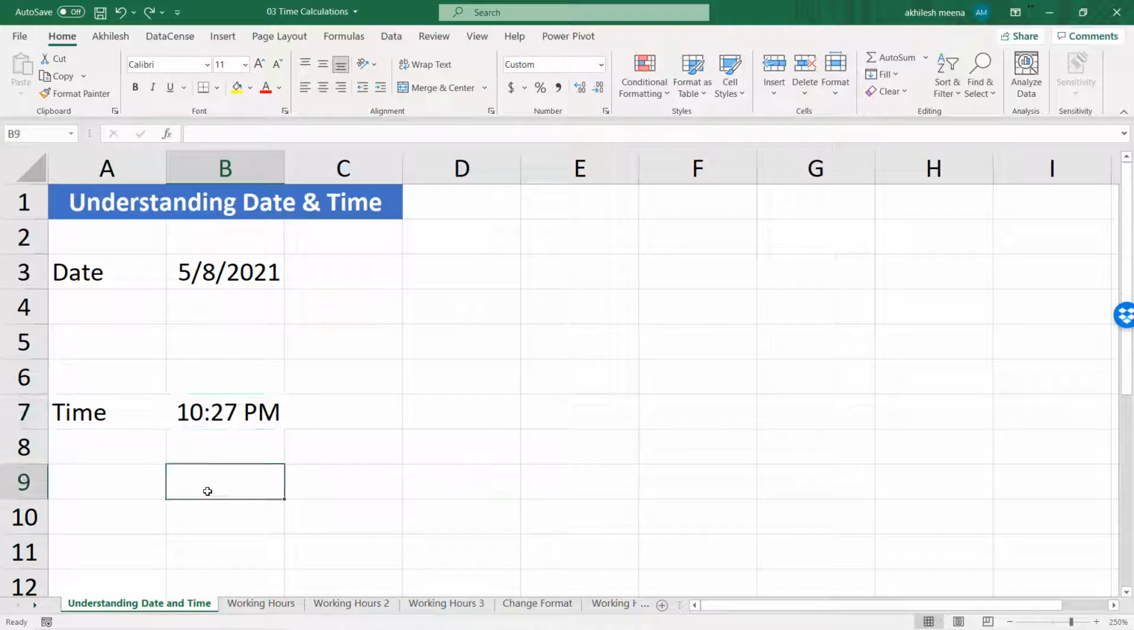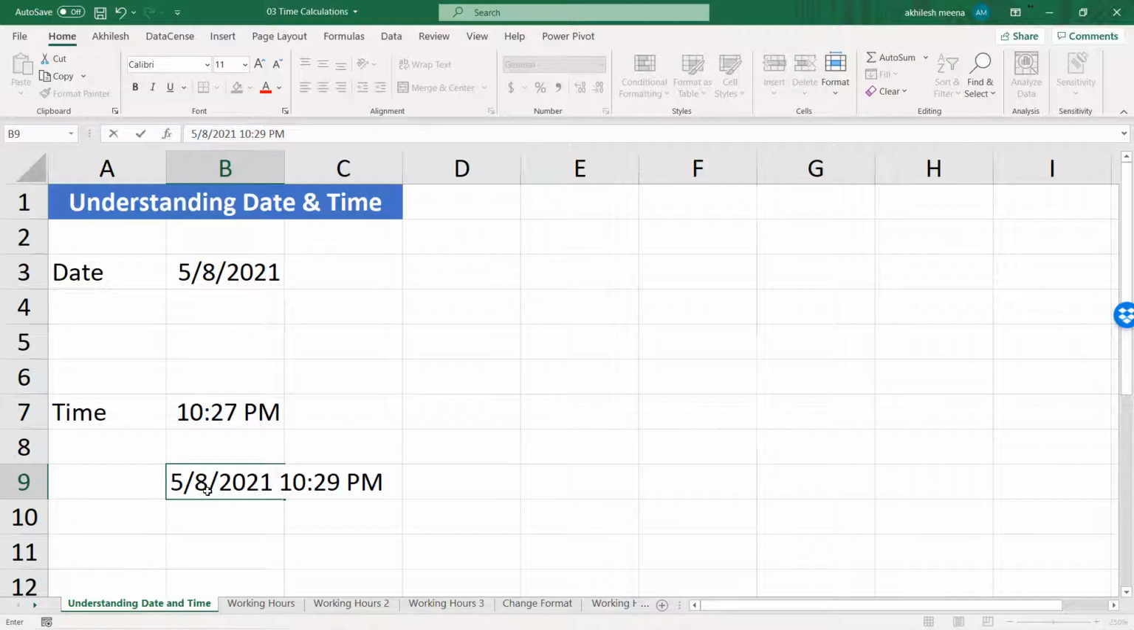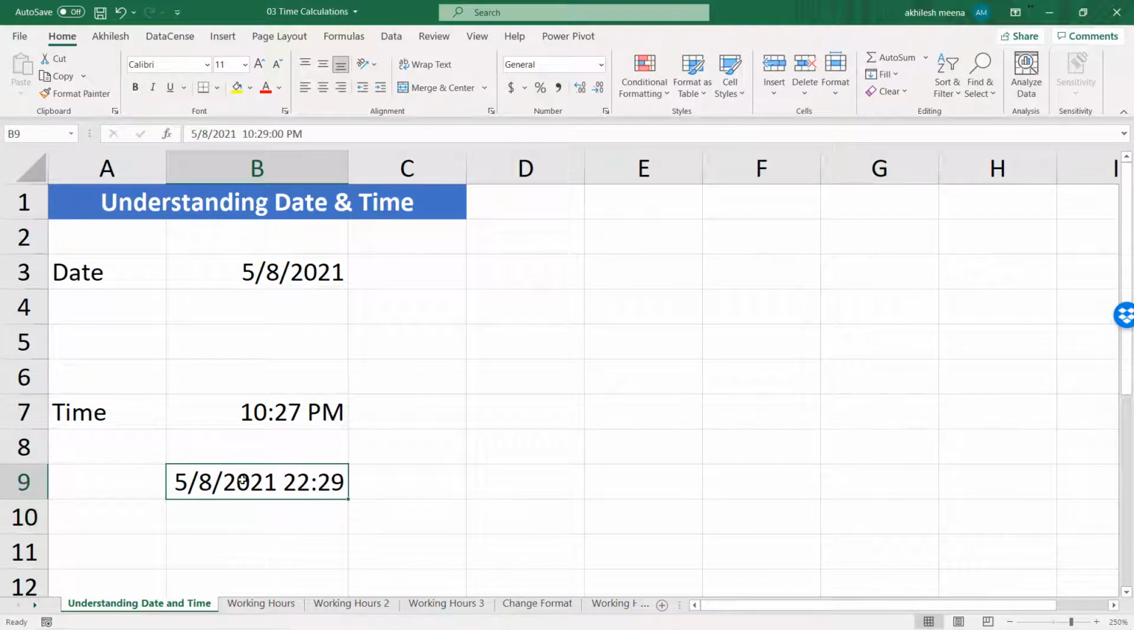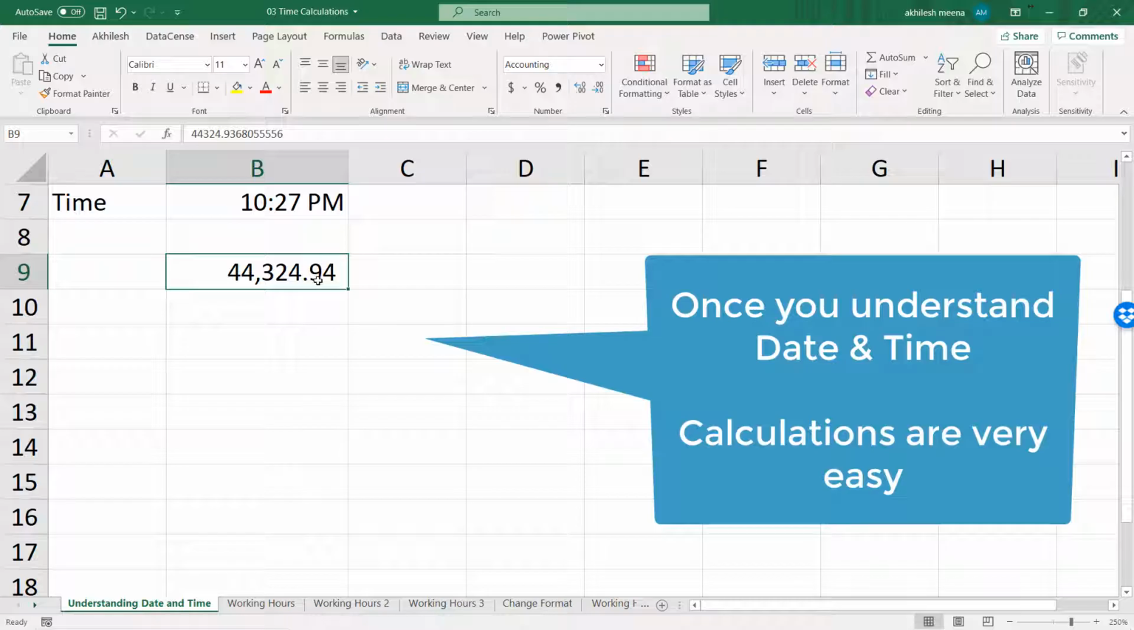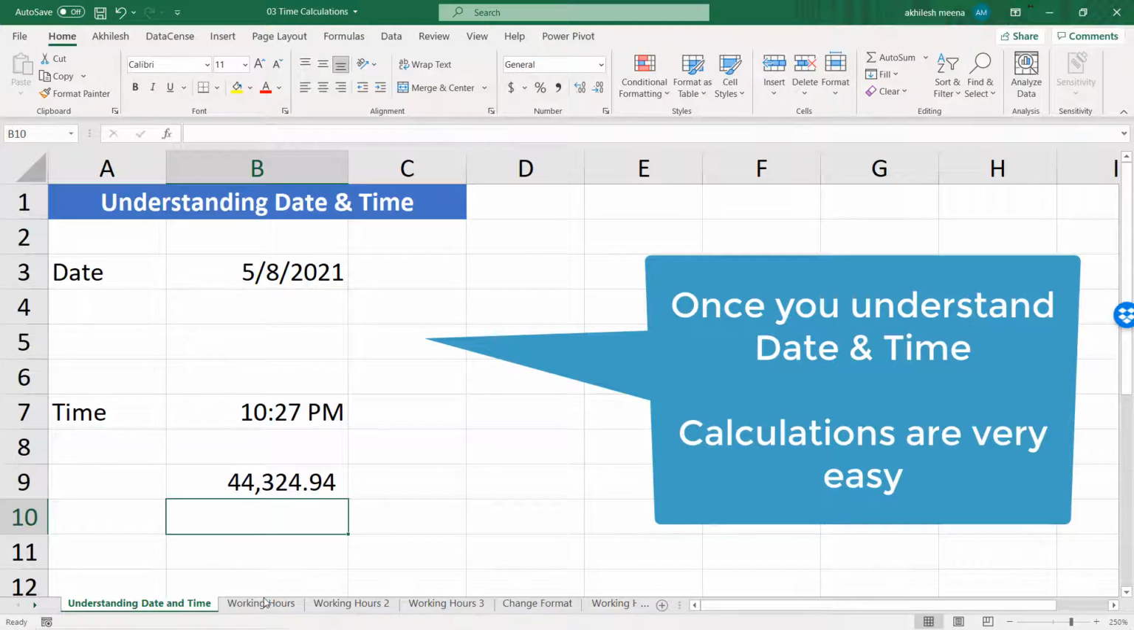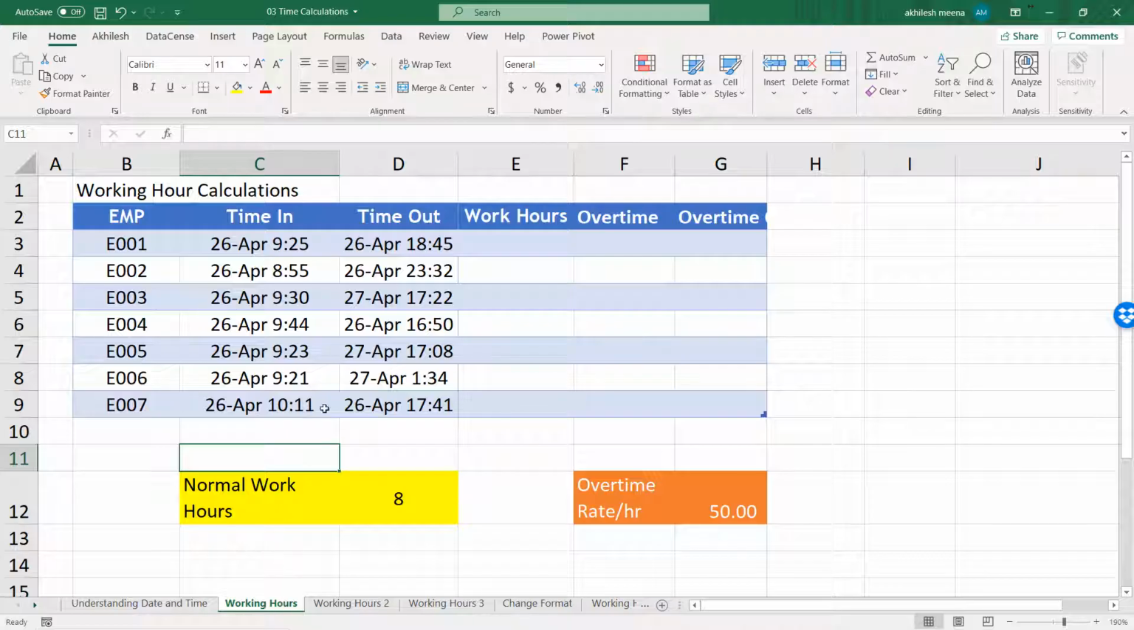If you combine time and date together, Control semicolon, space, Control Shift semicolon, both of them are combined together, so that is a decimal. The first 5 digits correspond to our date, and the part after the decimal corresponds to our time. Okay, now keeping this in mind, let us go to the working hour calculations.